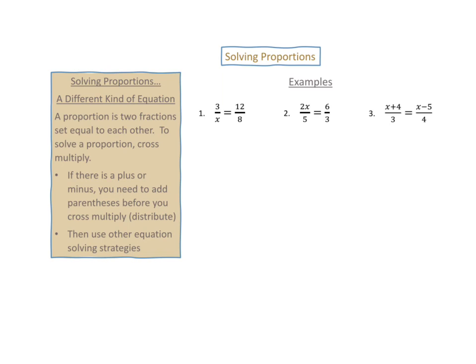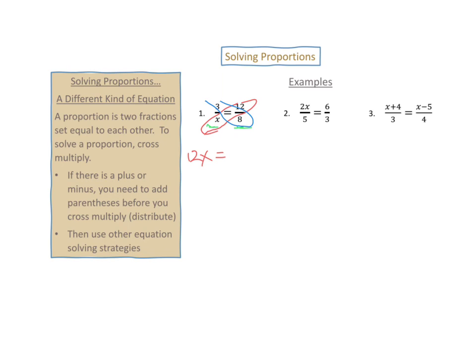Let's just take a look at number 1. I have 3 over x equals 12 divided by 8. To solve this, I cross multiply, which means I multiply x times 12. That's going to be 12x, right? And I multiply 3 times 8, which is what?